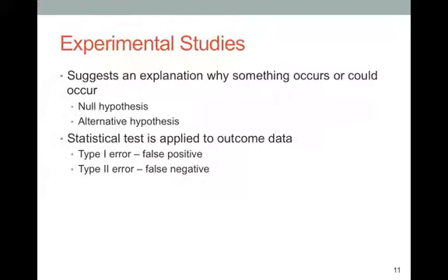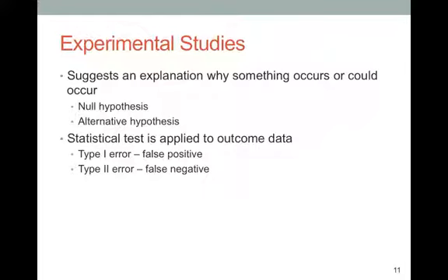Experimental studies. Classic research starts with a suggested explanation why something occurs or could occur. With the hypothesis in mind, the researcher uses the experiment to test if a treatment created the predicted change. We get two hypotheses from this. A null hypothesis assumes the treatment did not cause the change. An alternative hypothesis assumes that the treatment is a plausible explanation for the change.